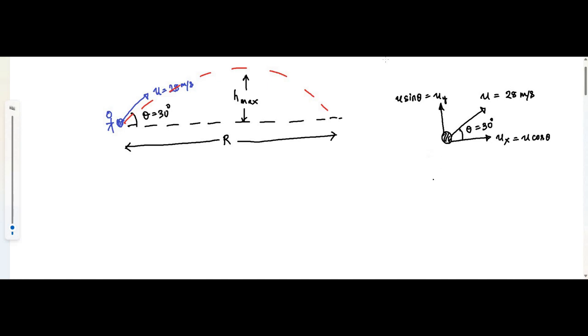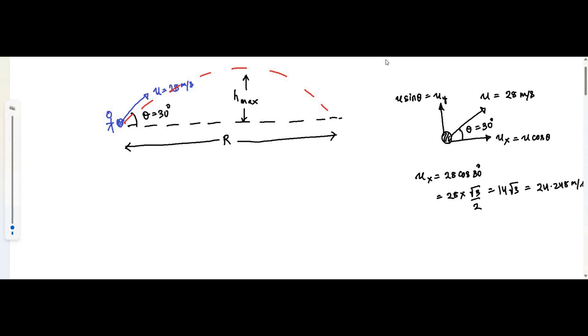So ux is equal to 28 cos 30 degree, which is equal to 28 into root 3 by 2, which is equal to 14 root 3. That is equal to 24.248 meter per second. Here I am going slowly and steadily so that you understand.